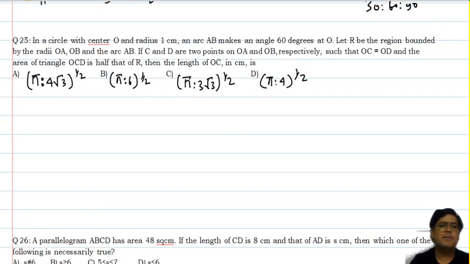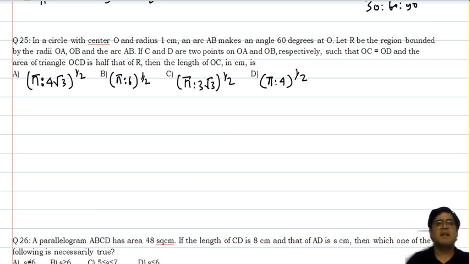A set of questions in one sitting. In a circle with center O and radius 1 centimeter, an arc AB subtends an angle 60 degree at O. Let R be the region bounded by radii OA, OB and arc AB. If C and D are 2 points on OA and OB respectively such that OC is equal to OD and the area of the triangle OCD is half of that of R, then the length of OC in centimeters is.